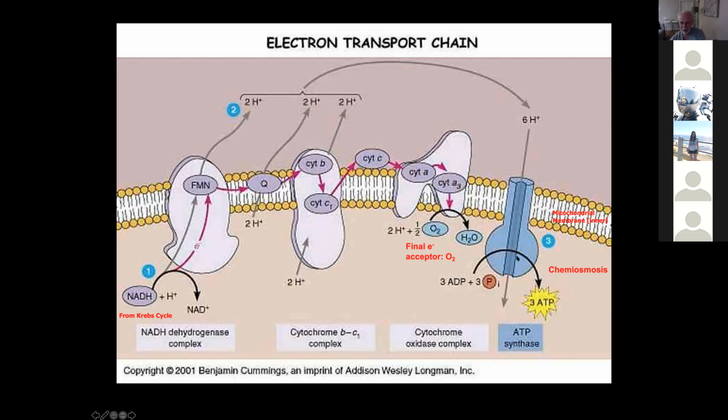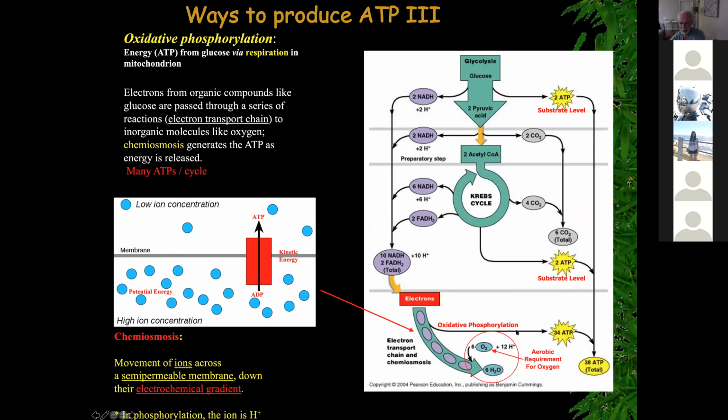ATP synthase converts ADP to ATP through chemiosmosis. This blue structure here is chemiosmosis. And that's where we get most of our ATP. Back here, most of our ATP comes from electron transport.